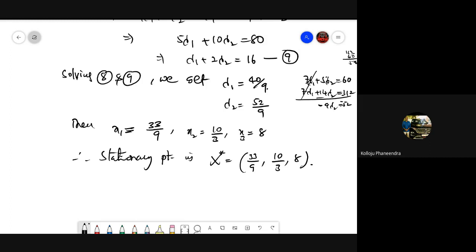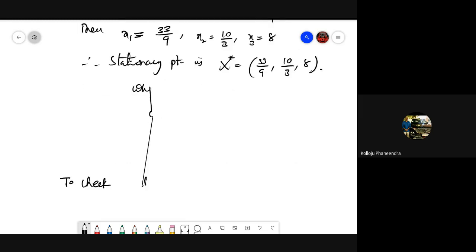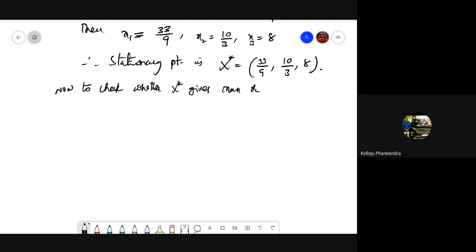Now to check whether x star gives max or min, we have to find the bordered Hessian matrix.